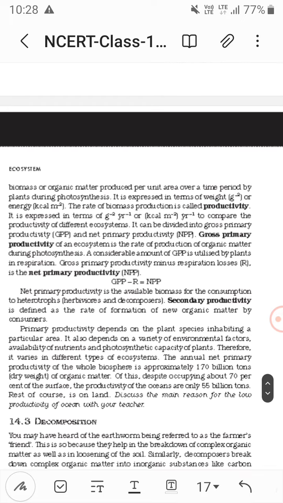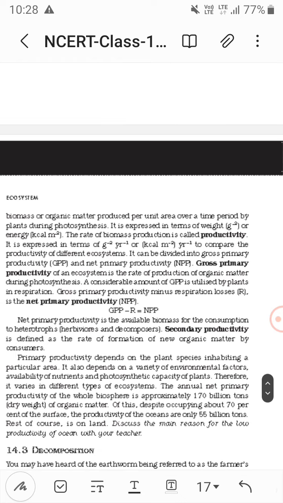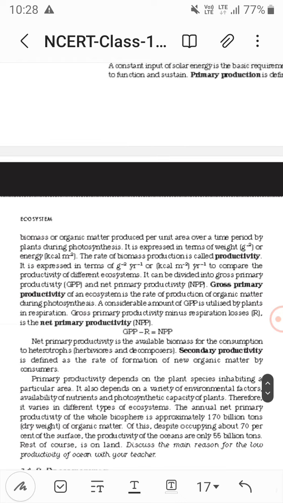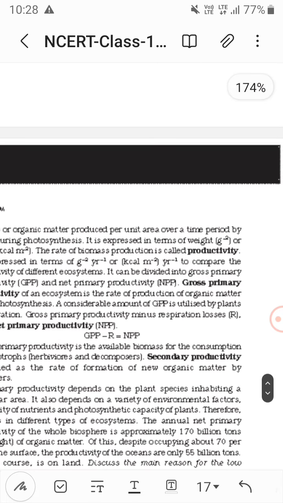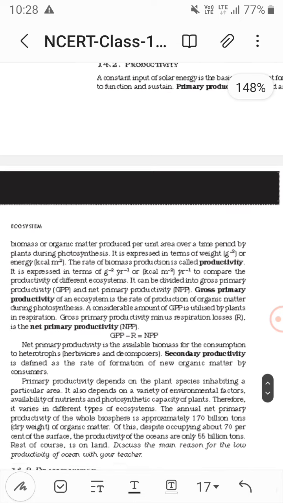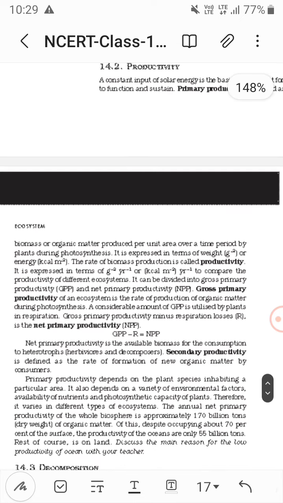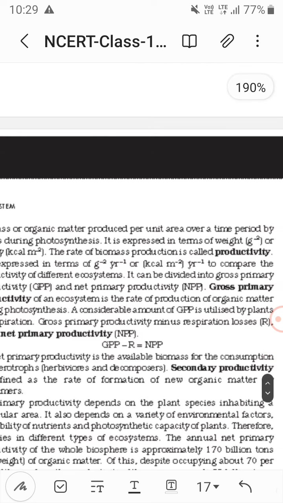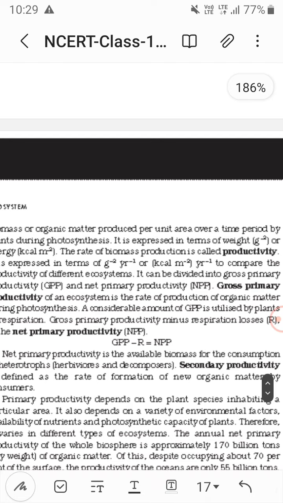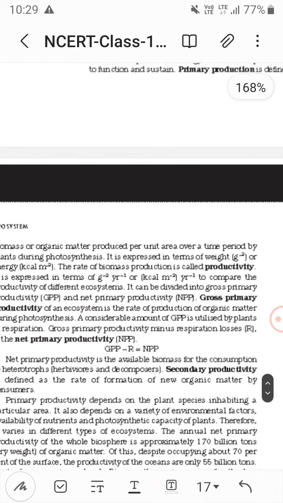Now weight or energy in terms of their units, kilocalorie per meter square or gram per meter square. The rate of biomass production is called the productivity. So it is expressed in terms of gram per meter square per year or kilocalorie per meter square per year.